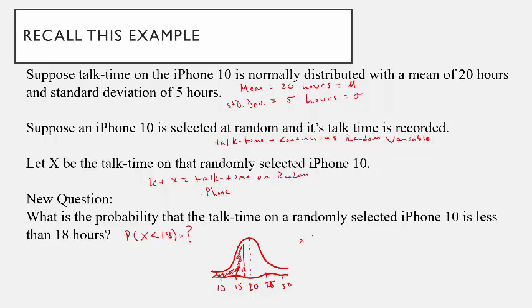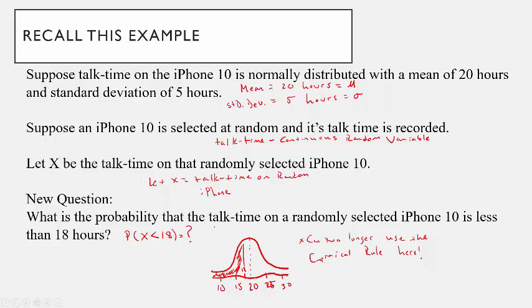So we can no longer use the empirical rule here. We're going to need a different method to solve this. When it doesn't fall on a nice standard deviation, there's an issue. So how are we going to tackle this problem?